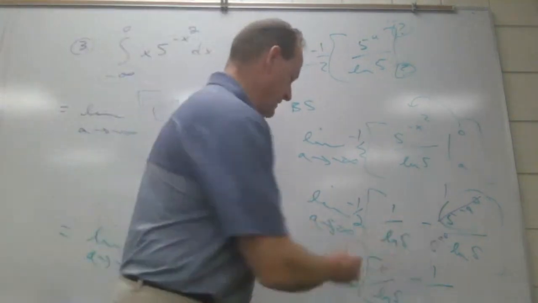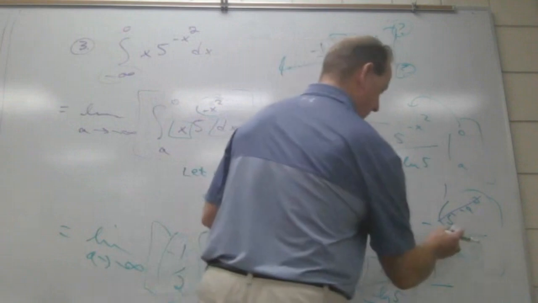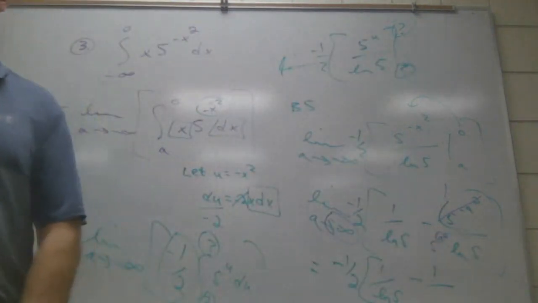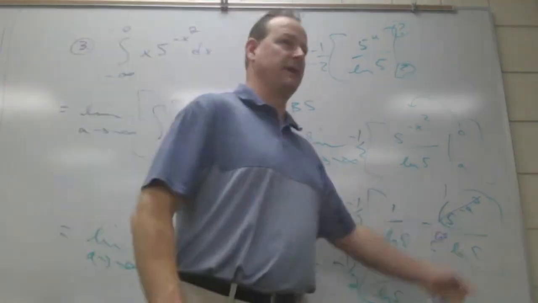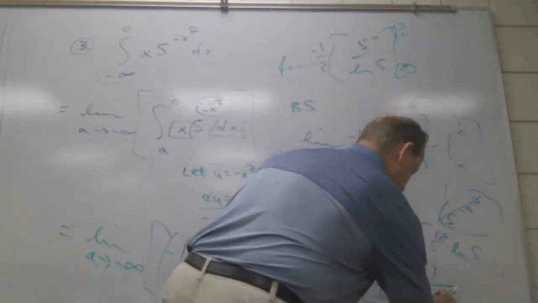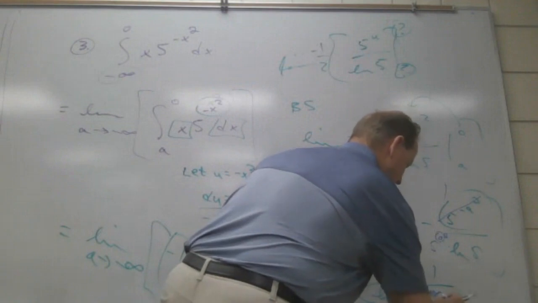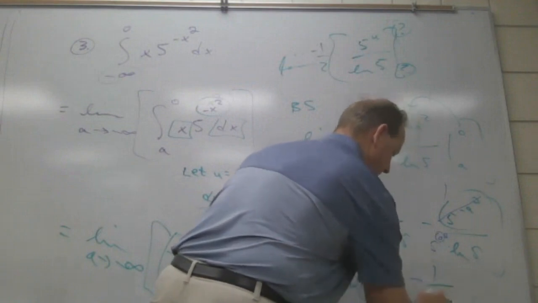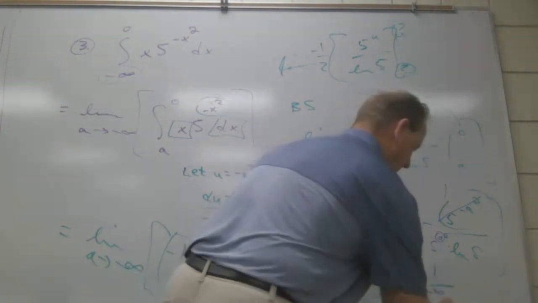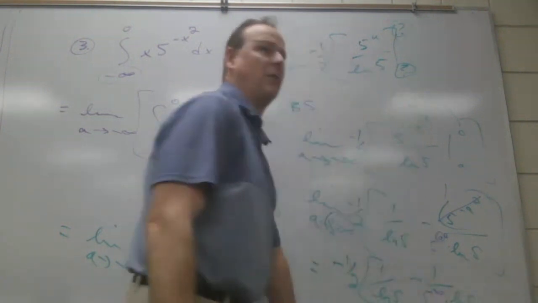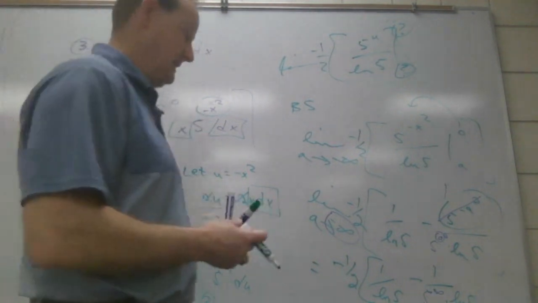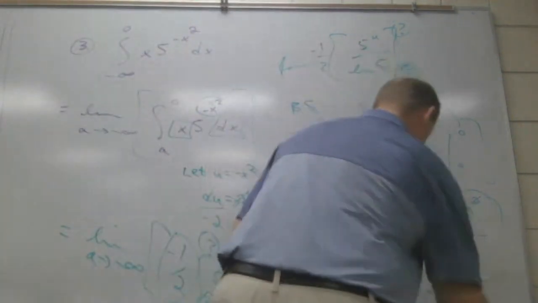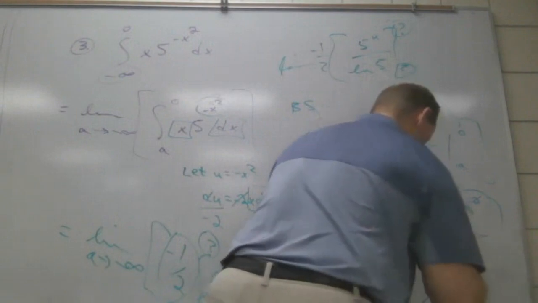Everybody see what I'm doing? I'm just plugging in minus infinity for a. But when you square it, what does it become? Positive infinity. Minus infinity times minus infinity is positive infinity, right? So it's 5 to the positive infinity times natural log of 5, which is just some number. Anyway, what's 5 to the infinity power? Infinity, right? And what's 1 divided by infinity? It goes to 0, right? So this part goes to 0.